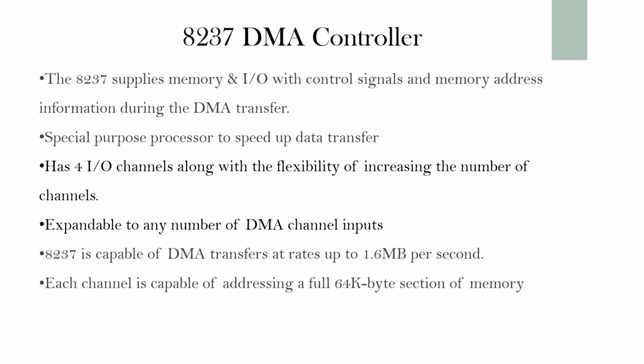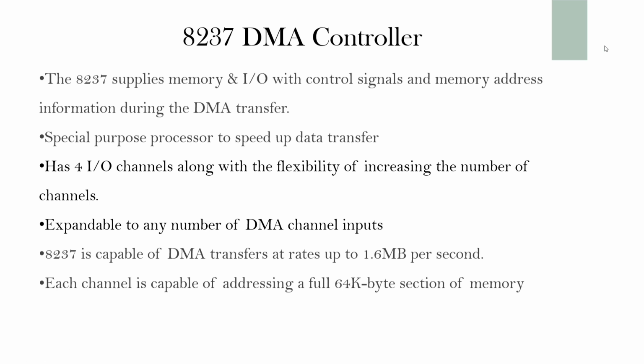Continuing with the PPT, let's have a glance at the 8237 DMA controller. The 8237 DMA controller is not a detached component in modern microprocessors. It appears within the system controller chipsets. The 8237 enables data transfer between memory and the input-output system. It speeds up data transfer by providing memory with control signals and memory address location during DMA transfer.